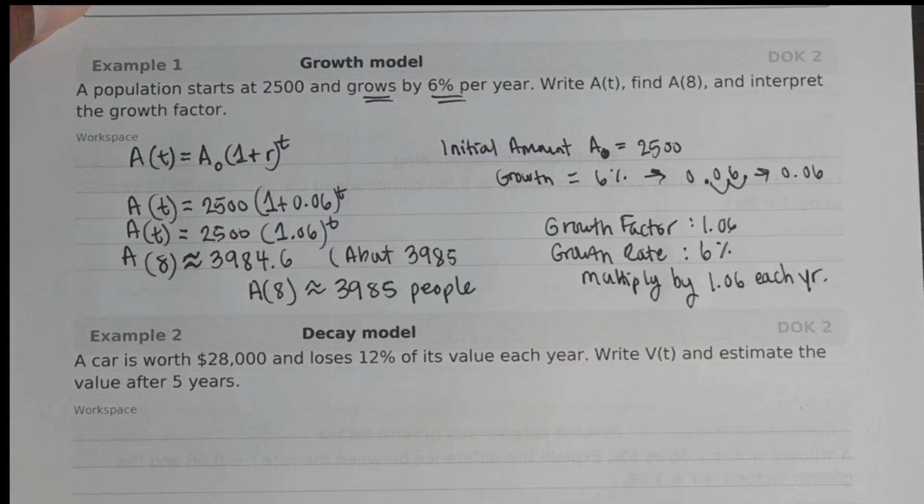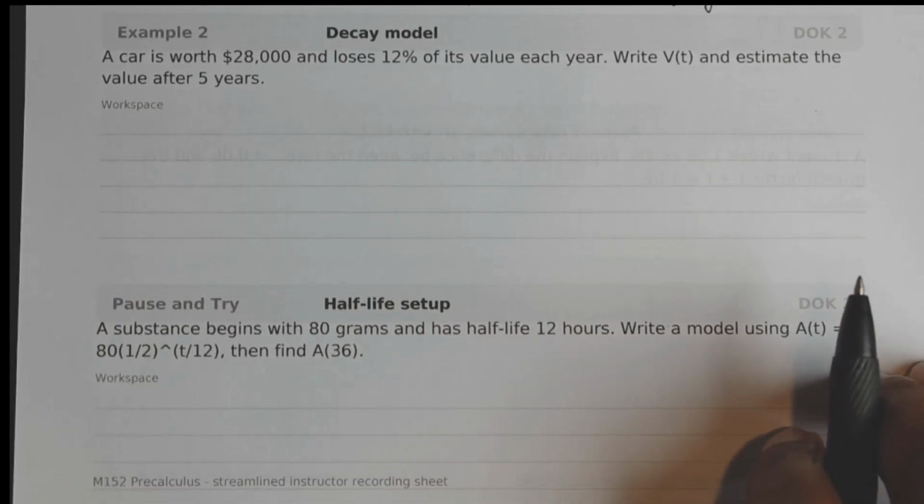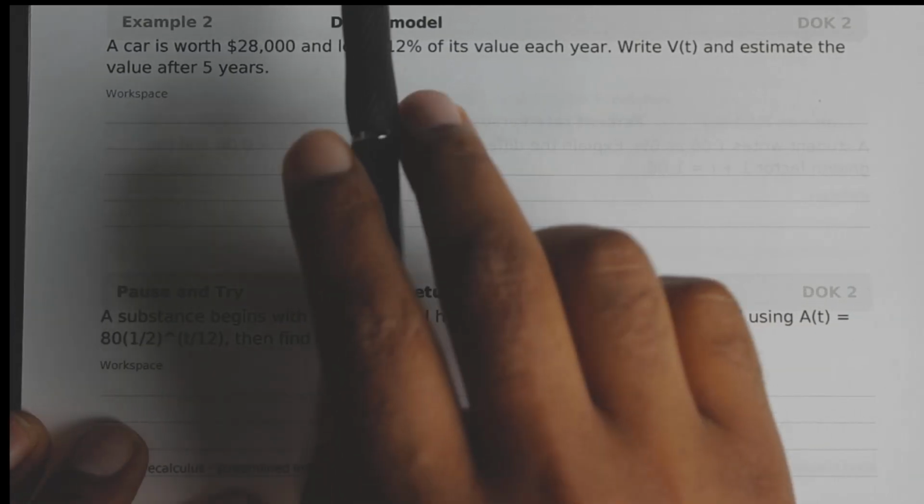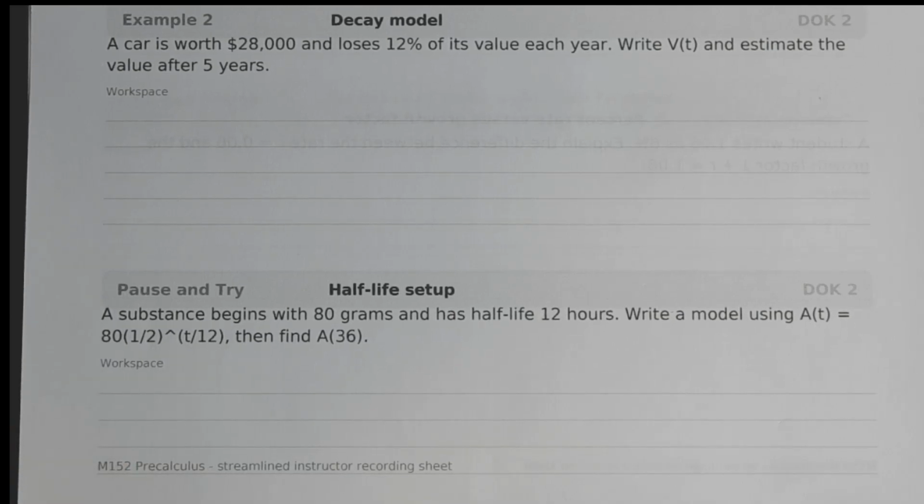Okay, let's continue. Example number 2. So we're dealing with the decay model. The first model was a growth model. Now let's look at a decay model. Unfortunately, in America, a car depreciates as soon as you drive it off the lot. A car is worth $28,000 and it loses 12% of its value each year. Write V(t) and estimate the value after 5 years.